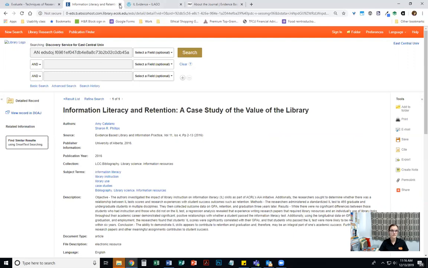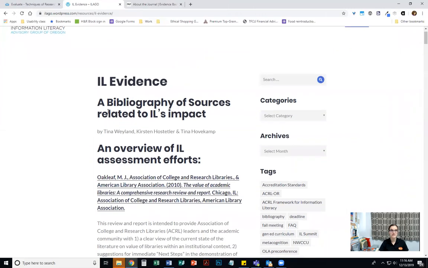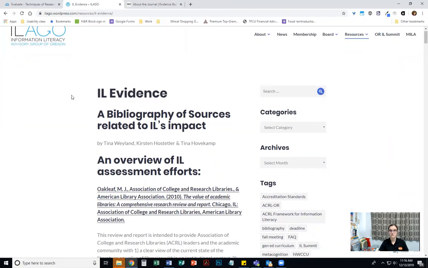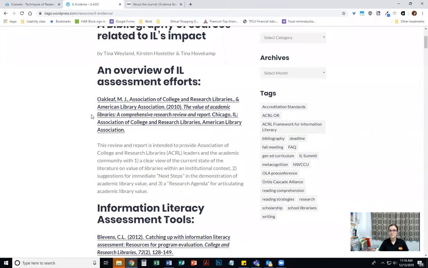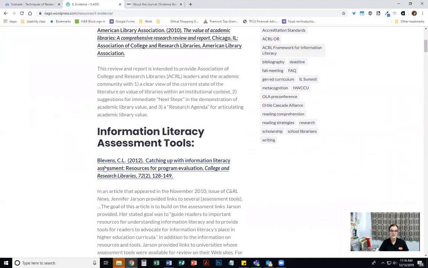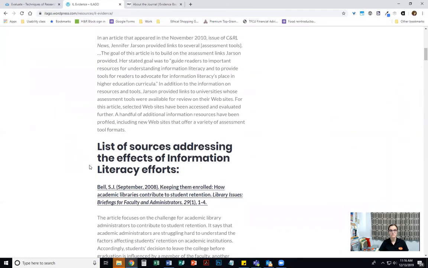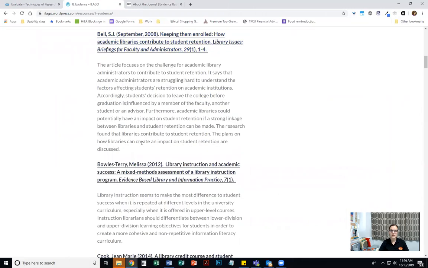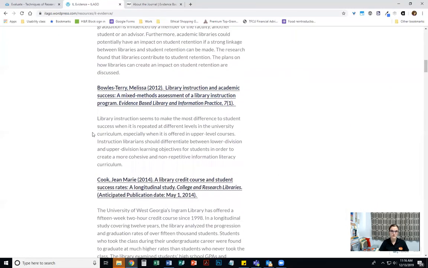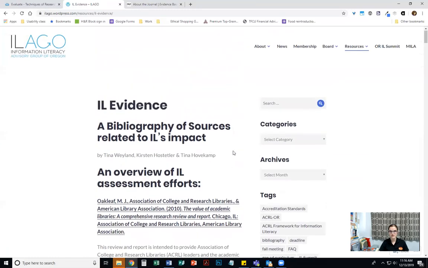So let's do the same thing with the website. This is an Information Literacy Advisory Group of Oregon. And so what I can use this website for is look at these references. They have gathered articles for me on my topic and then kind of provided a summary. So I can definitely use this website to find these references and find more articles on my topic.